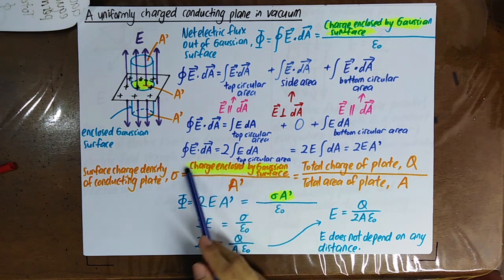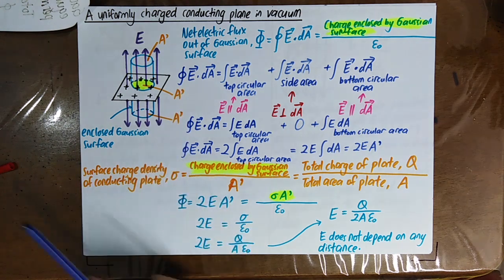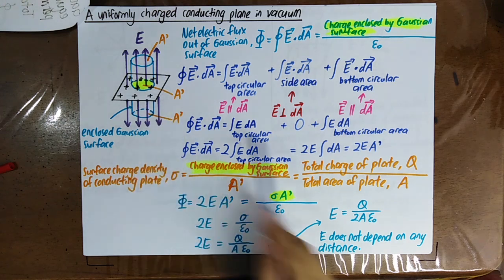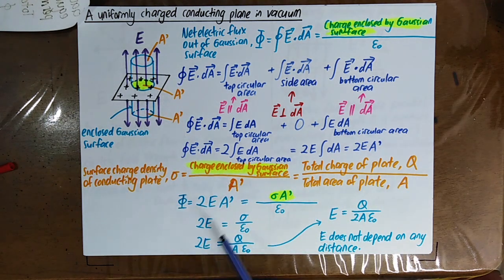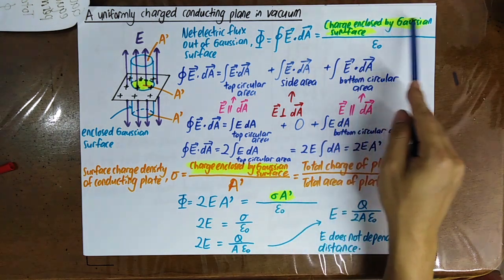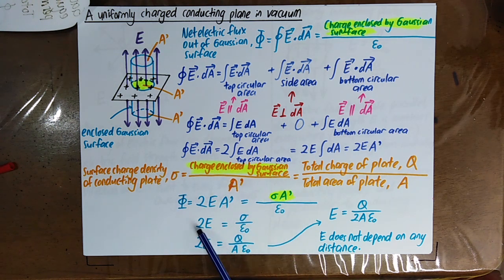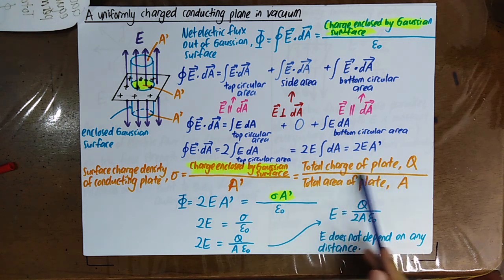So sigma is equal to the charge enclosed by the Gaussian surface divided by this area, which is also A prime, which is equal to the total charge of the plate divided by the total area of the plate. So you substitute the charge enclosed by the Gaussian surface here, which is equal to sigma times A prime, and then you realize that the A prime can cancel out. And therefore, what is the value for sigma again? Sigma is equal to the total charge of the plate divided by the total area of the plate, which is equal to Q over A.